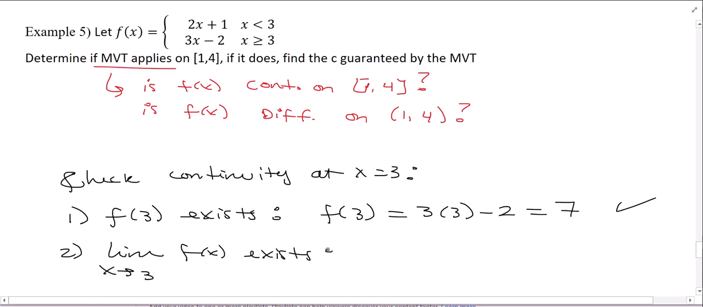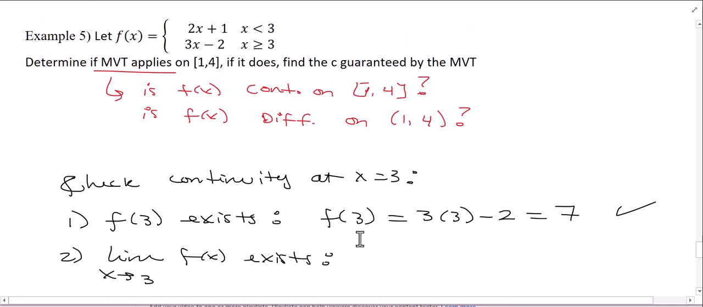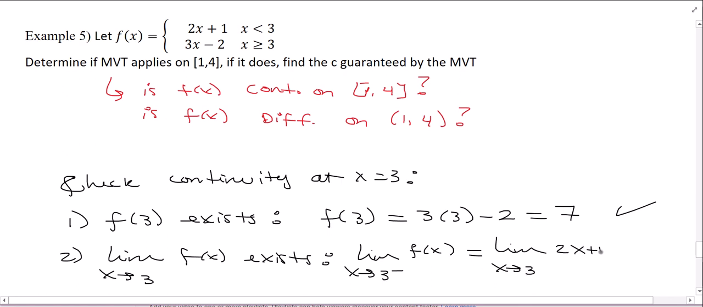What does it mean for a limit to exist? That means that the limit from the left and the limit from the right are the same. So let's look at the limit as x goes to 3 from the left of f of x. If you're to the left of 3, you are less than 3, so we're following the top function. So it's the limit as x goes to 3 of 2x plus 1, which is 7.